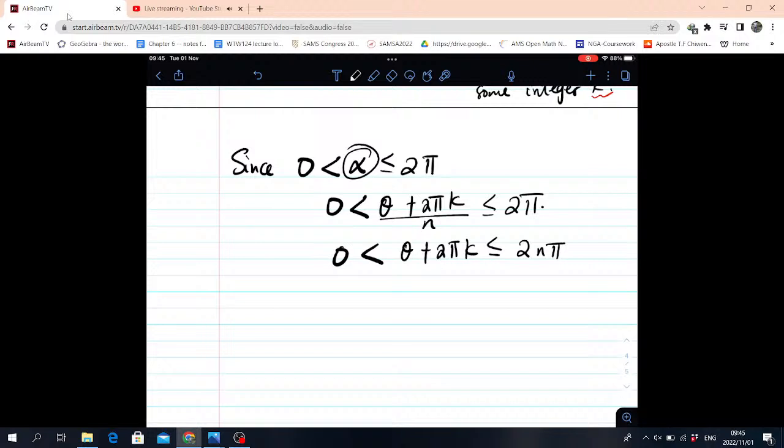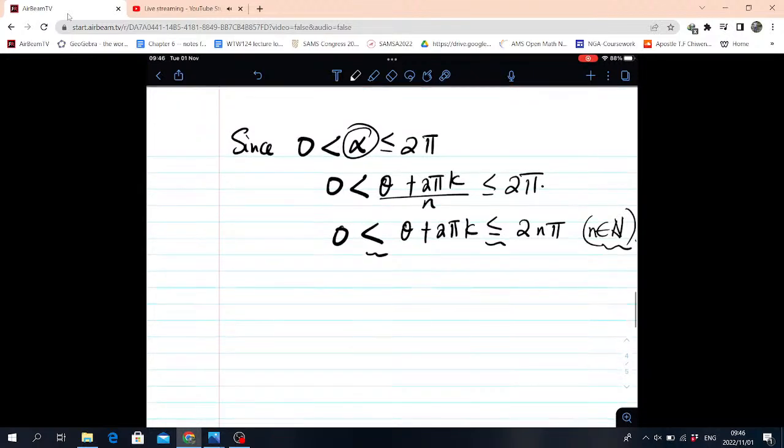The sign doesn't change. Why? Because n is a natural number. So remember that n is a positive integer. So when you multiply by n, the sign of the inequalities there doesn't have to change. Right. So that's the first part there.